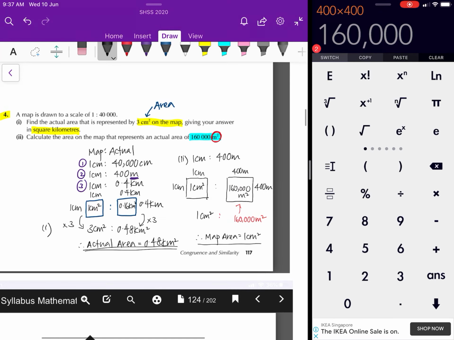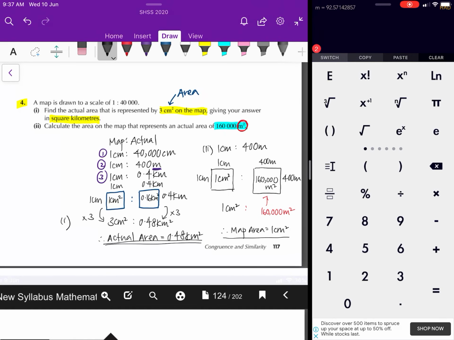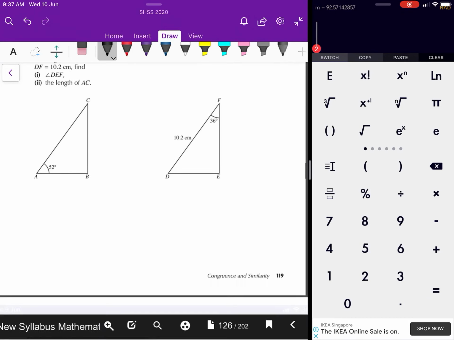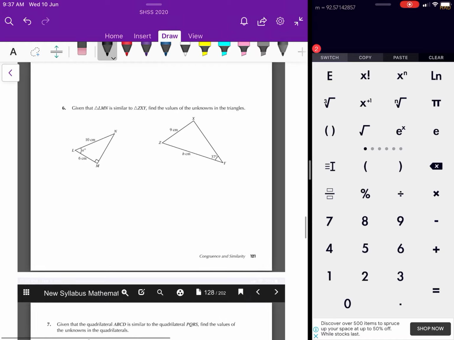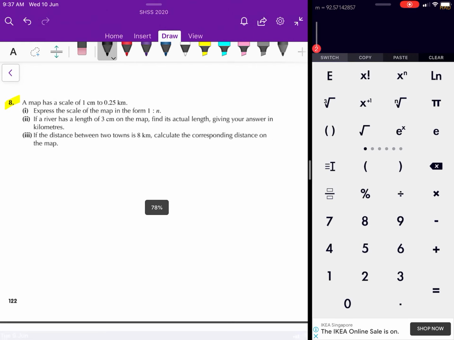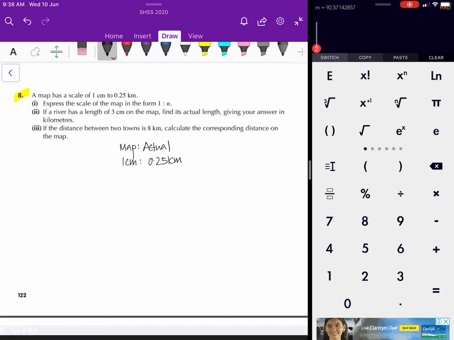Let's move on to the next question. If you have any questions, you can text me or pause the video and do your corrections. The next question is on your review exercise, page 122, question number 8. A map at a scale of 1 cm is to 0.25 km. So we have map and we have actual, 1 cm is to 0.25 km.